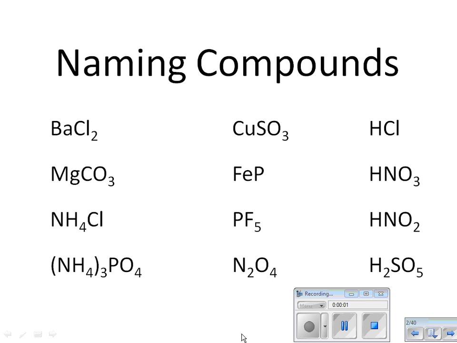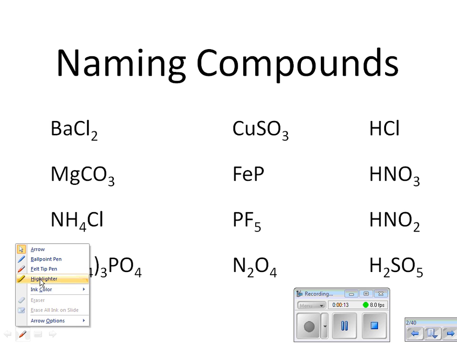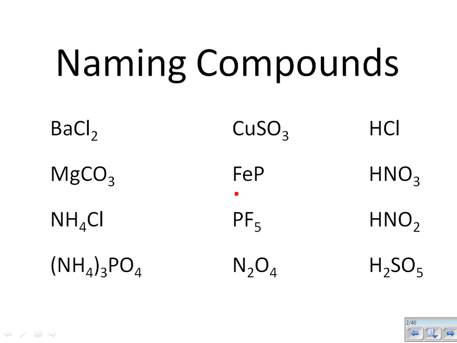This is the 7th video in our series of naming compounds, where we are looking at ionic compounds, both using and not using the stock system, and covalent compounds and acids. In this video, we are going to take a look at this particular compound right here.